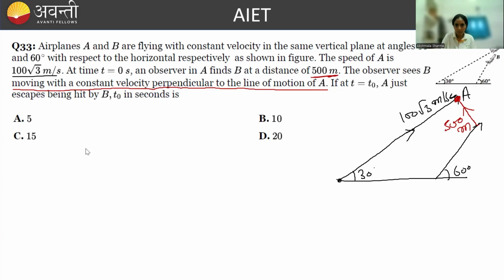So, if you see here, velocity of B with respect to ground is in this direction. Done. Suppose I have taken a direction here.